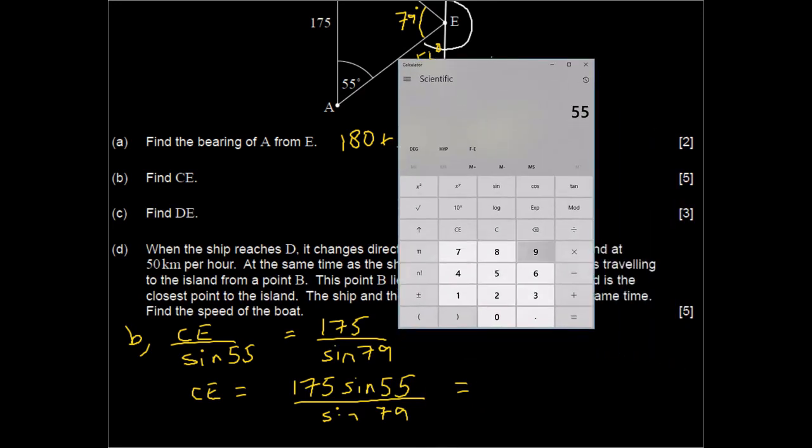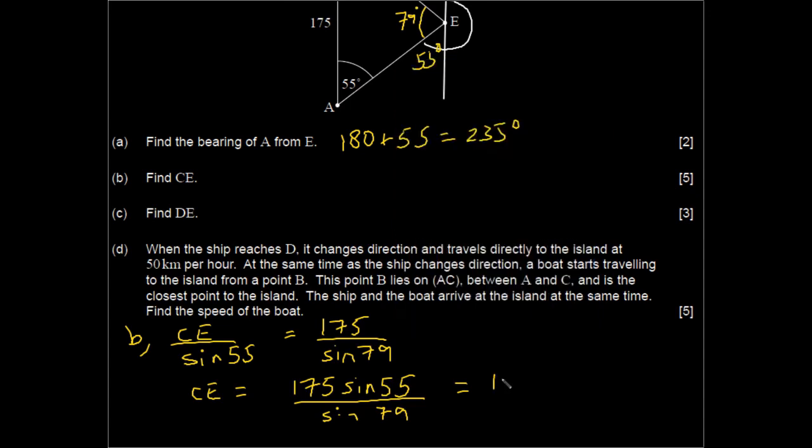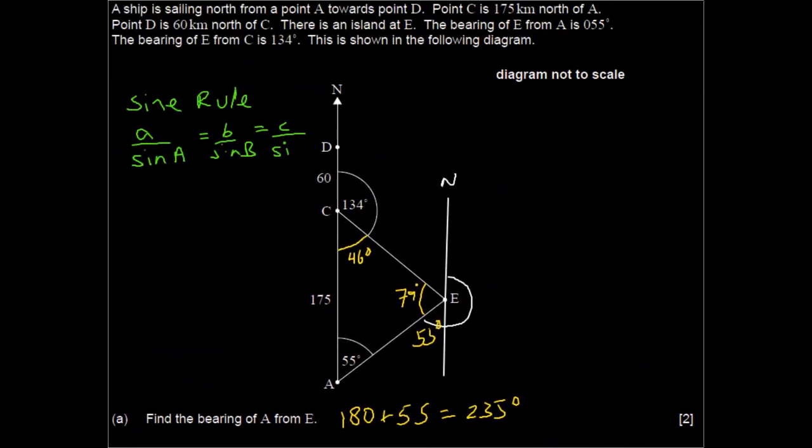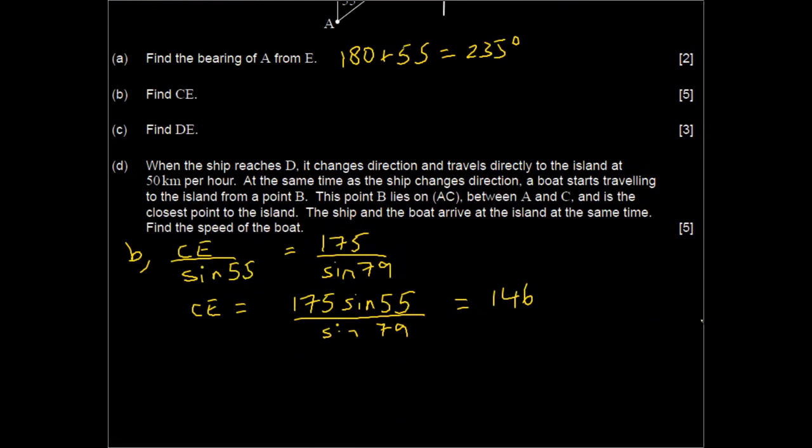So if we do 55 sine times by 175 and then divided by 79 sine, that gives me 146. Okay, that's kilometers, I believe. Let's look at the scale up here. Yes, that's going to be kilometers. I've missed out part of the sign there. Alright, so that's in kilometers.